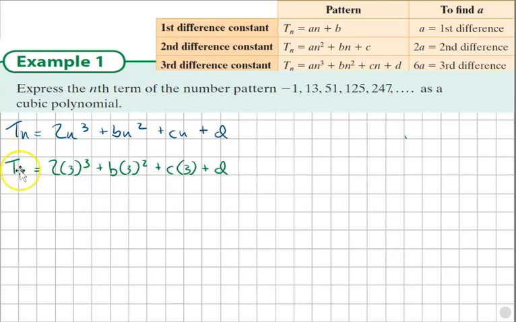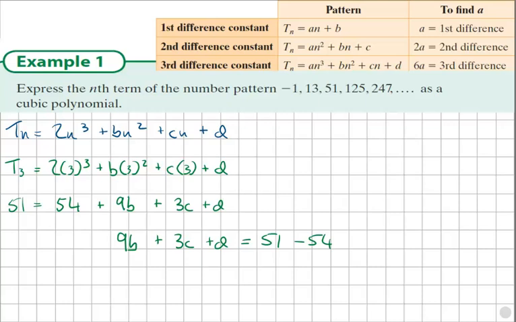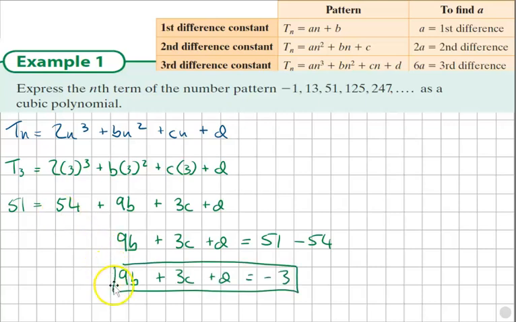Then we do the same with term 3. So replacing each of the n's with brackets and putting 3 into the brackets. And we know that term 3 is 51. That was given to us in the question. So 51 equals 54 plus 9b plus 3c plus d. Then we do letters to the left, numbers to the right, and simplify. So we get 9b plus 3c plus d is equal to -3.